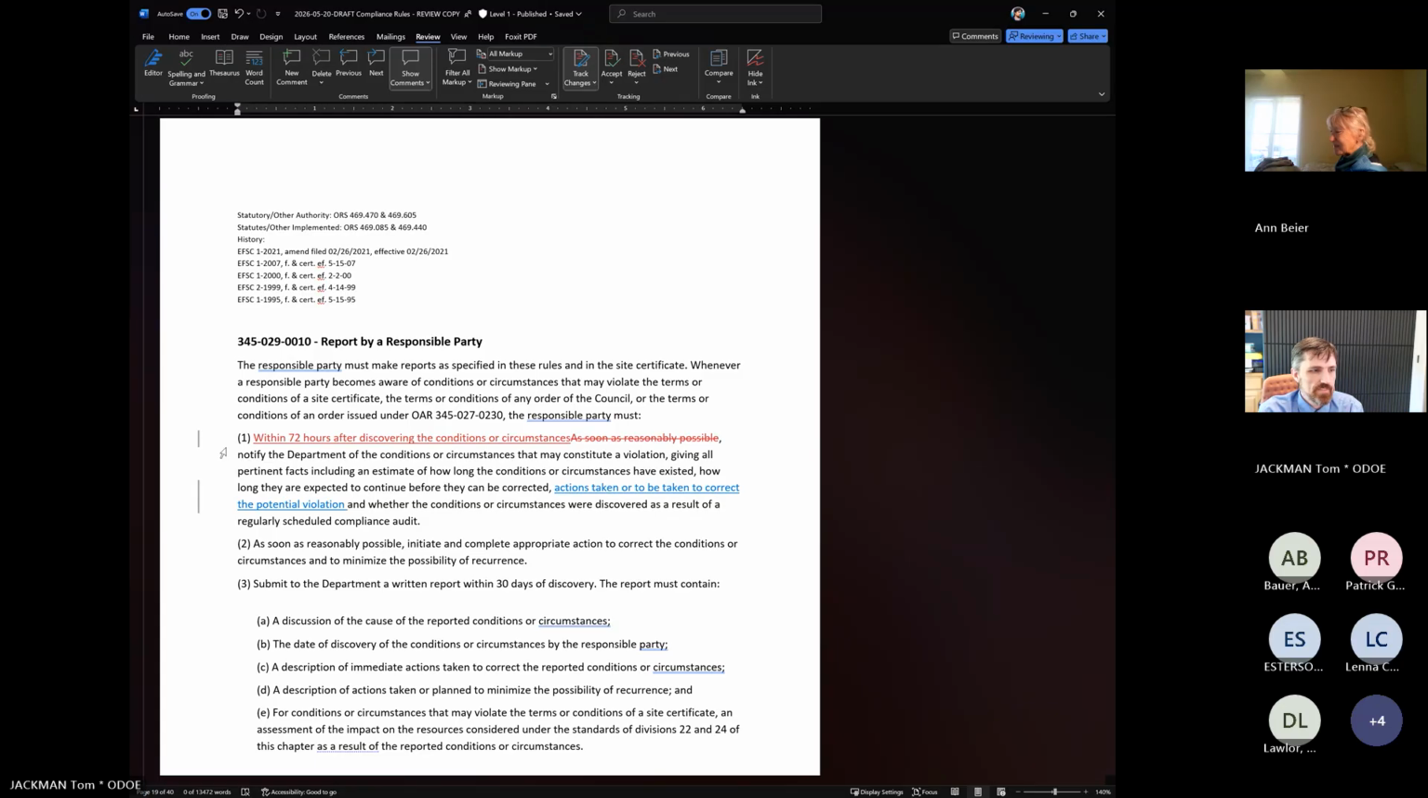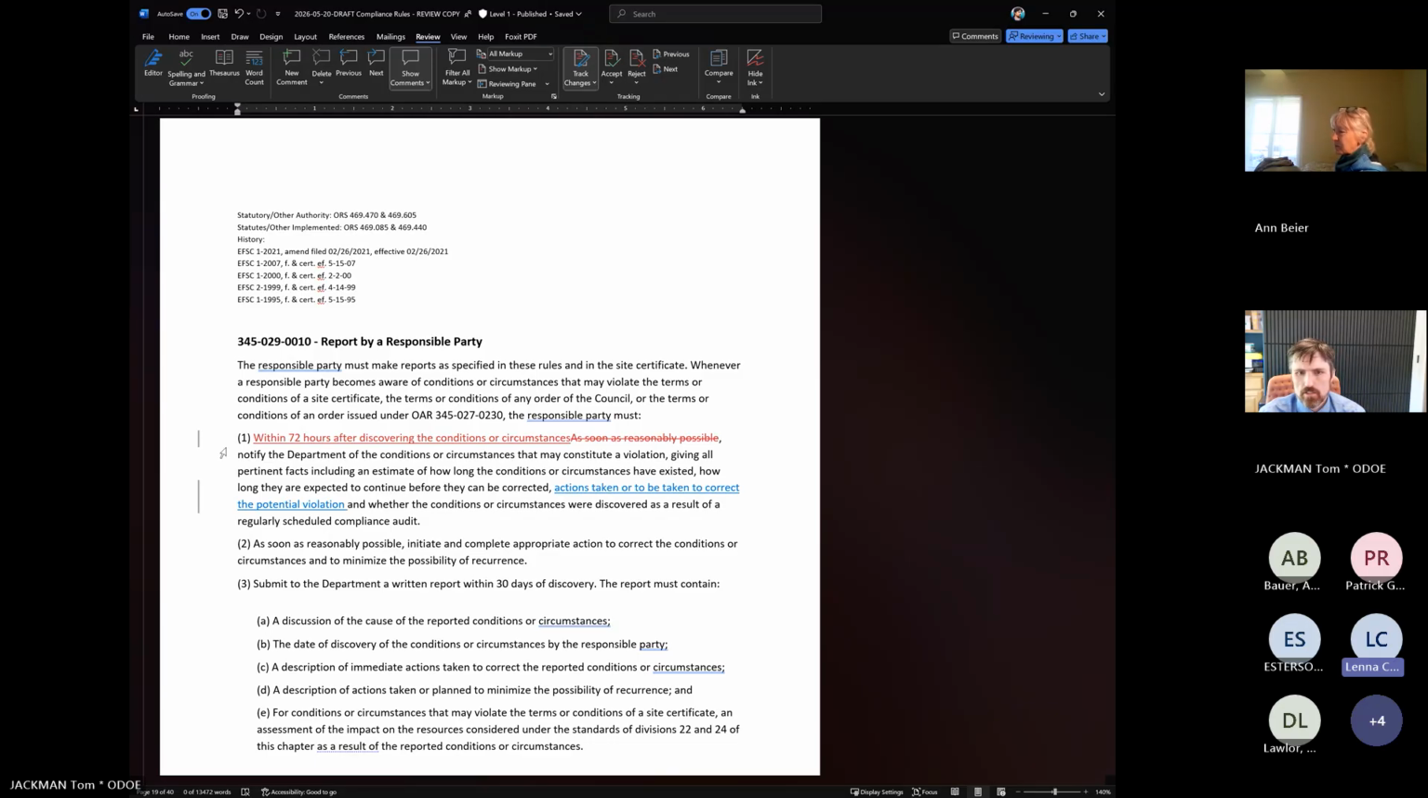From my perspective, I appreciate having a defined number of hours in there. What people probably don't like about as soon as reasonably possible is, would we get in a situation where ODOE would say, well, reasonably possible would have been within 5 hours, you should have told us within 5 minutes. Or, well, we didn't really know about the situation for 2 weeks.